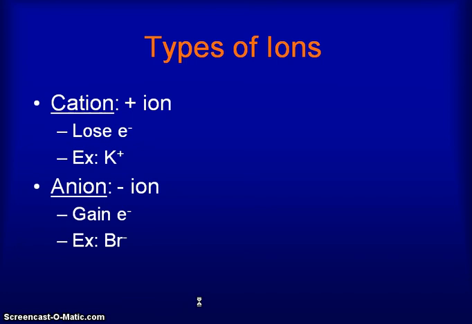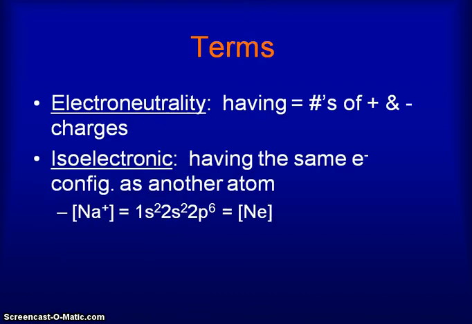If an ion is positive, we call that a cation, and that means that the neutral atom has lost electrons because it's lost negative charges. All of our metals are going to form cations, and then our nonmetals are going to form anions or negative ions, and that means that they will be gaining electrons or gaining negative charges.